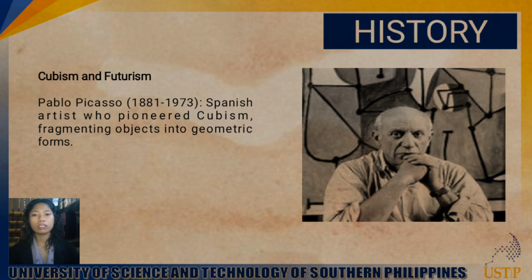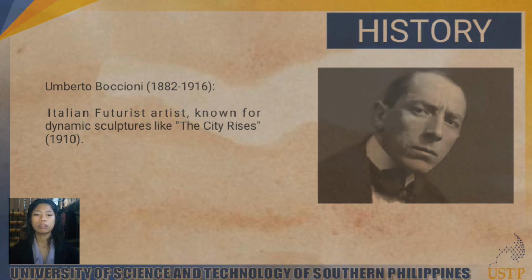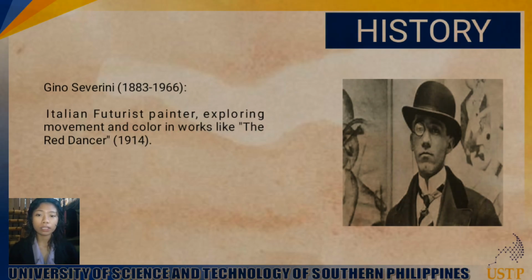So this artist is Pablo Picasso, a Spanish artist who pioneered Cubism, fragmenting objects into geometric forms. So this is Umberto Boccioni, an Italian futurist artist known for dynamic sculptures like The City Rises during the year of 1910. So this is Gino Severini, the Italian futurist painter, exploring movement and color in works like The Red Dancer during the year of 1914.